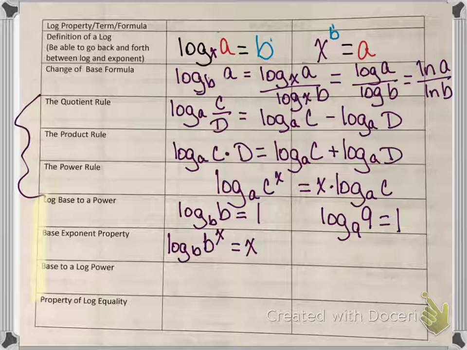The next one's just weird. Okay? So if I have b and it's raised to a log power, your bases are the same. That's b to the log base b of k equals k. I do an example with it, but it's just not something you see that often.